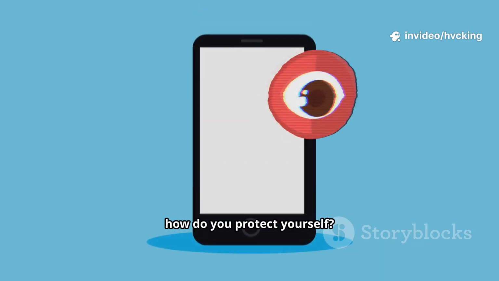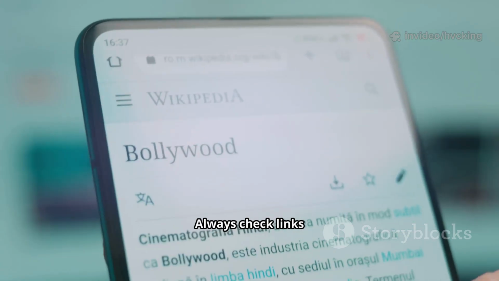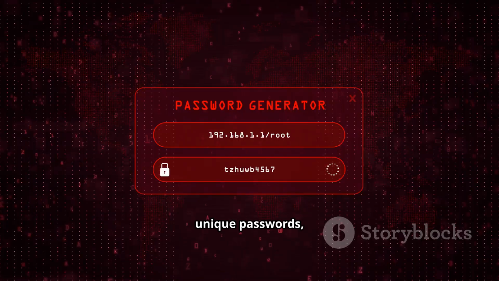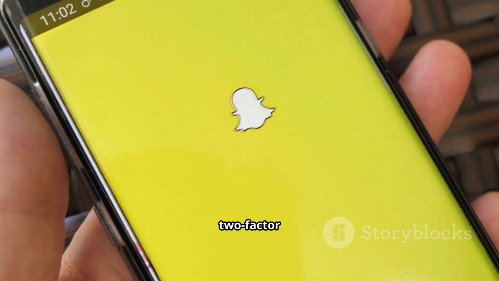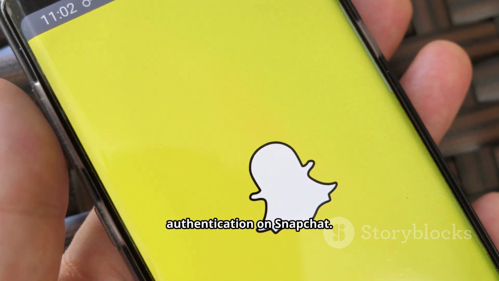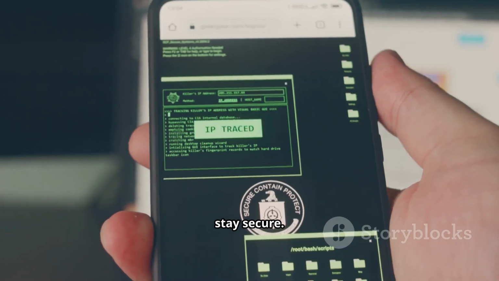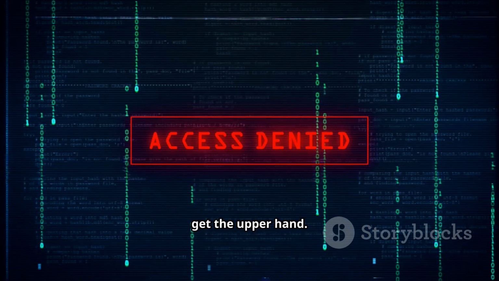So, how do you protect yourself? Always check links before clicking, use strong, unique passwords, and enable two-factor authentication on Snapchat. Stay alert, stay secure. Don't let hackers get the upper hand.